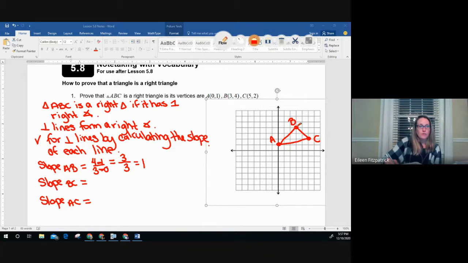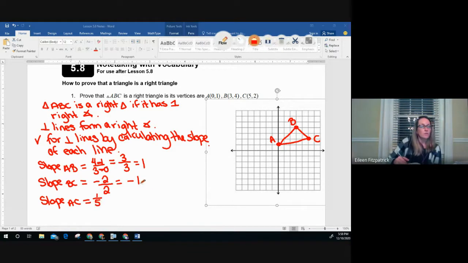So the slope of BC, again, you can use the slope formula or just count units. I have to fall 2 units and run to the right 2 units. So falling 2 is a -2, and to the right is a +2. So that's going to be a slope of -1. And then for AC, from A to C, I'm going to rise 1 unit and run 5 units. So it's up 1 to the right 5, so 1 over 5.